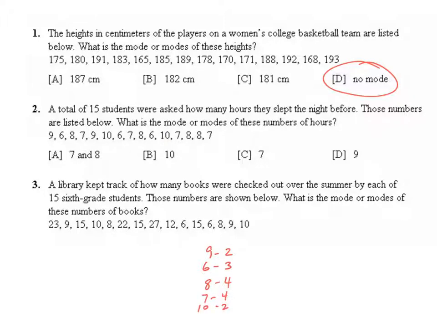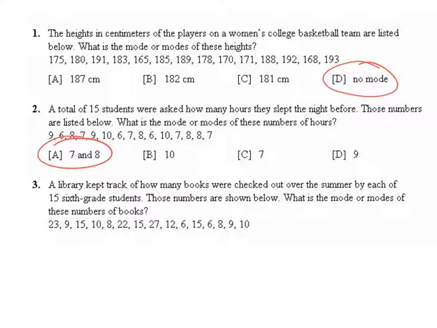So I want to know what is the most frequently occurring piece of data, and it looks like I have 2 most frequently occurring pieces of data, the 8 hours and 7 hours, so that would be choice A. When you're doing a list like this, one other thing you might do to check your work is make sure that you actually did count all of the pieces of data. In this case, these should have a sum of 15 because 15 students were asked this, and they do have a sum of 15, so I didn't accidentally leave any piece of data out.